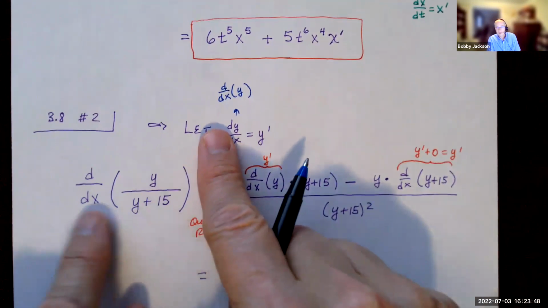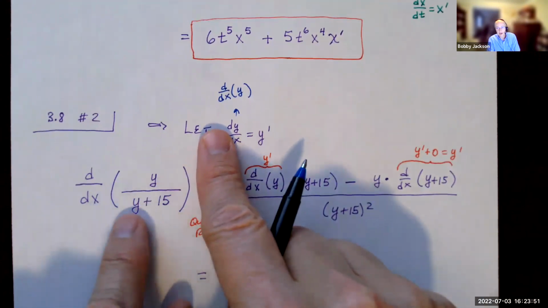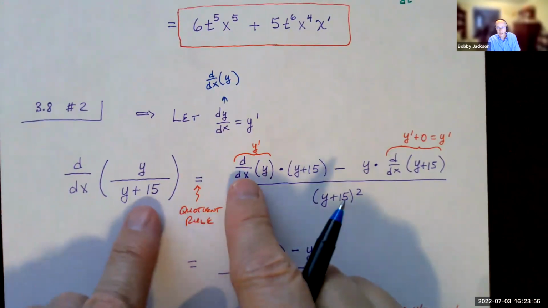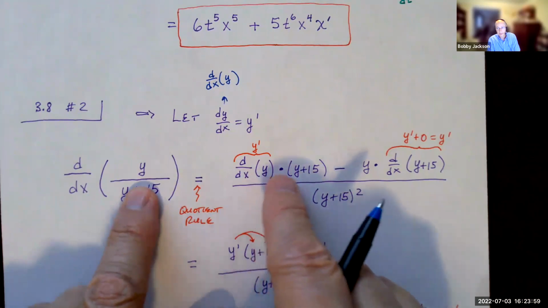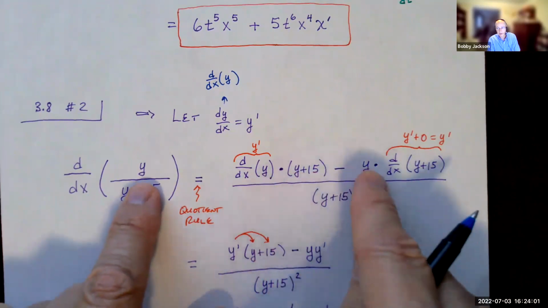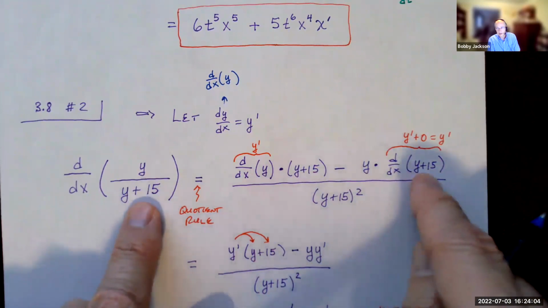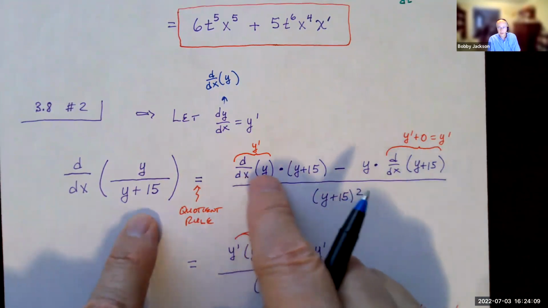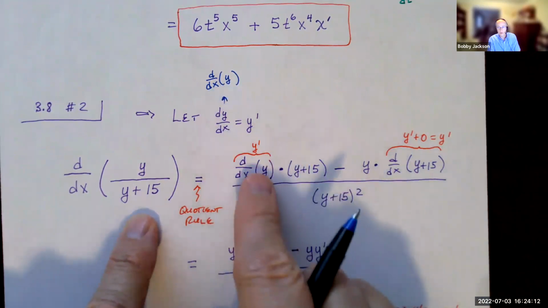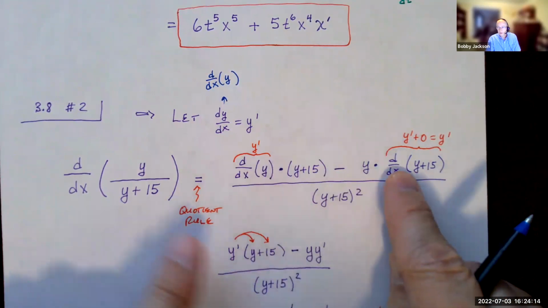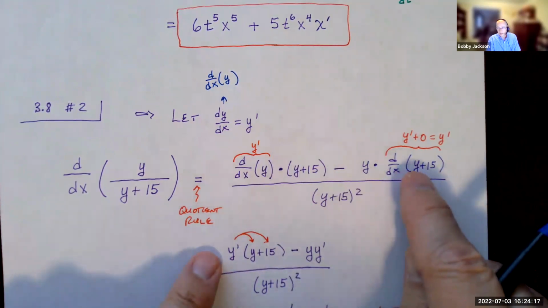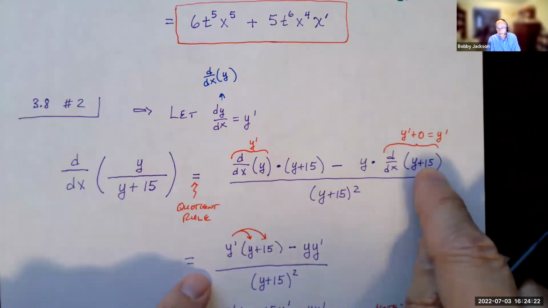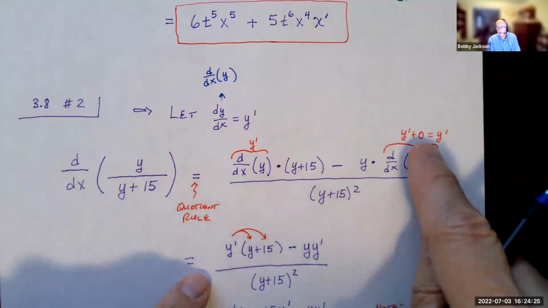Okay, what do we have here? I'm taking the derivative with respect to x of one function of x divided by some other function of x. I'm going to use the quotient rule, right? Quotient rule. You take the derivative with respect to x of the top function times the bottom minus the top function y times the derivative with respect to x of the bottom function, all over the bottom function squared. What's the derivative with respect to x of y? That's dy dx, or what we're going to write y prime. What's the derivative with respect to x of y plus 15? Well, the derivative with respect to x of y is, again, dy dx, or y prime. The derivative with respect to x of 15, 15 is a constant, it is going to be 0.